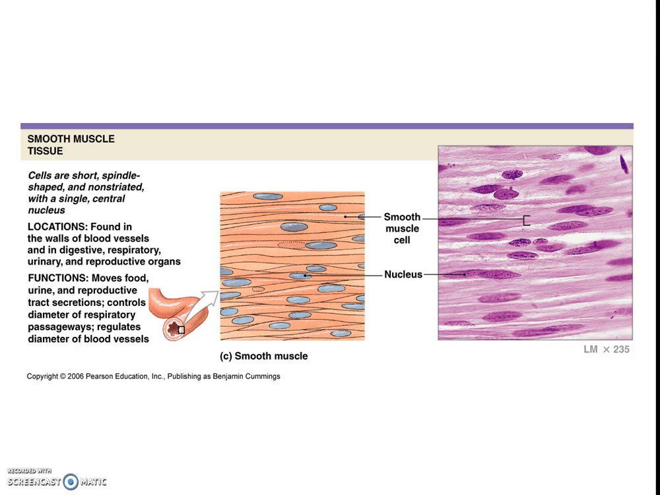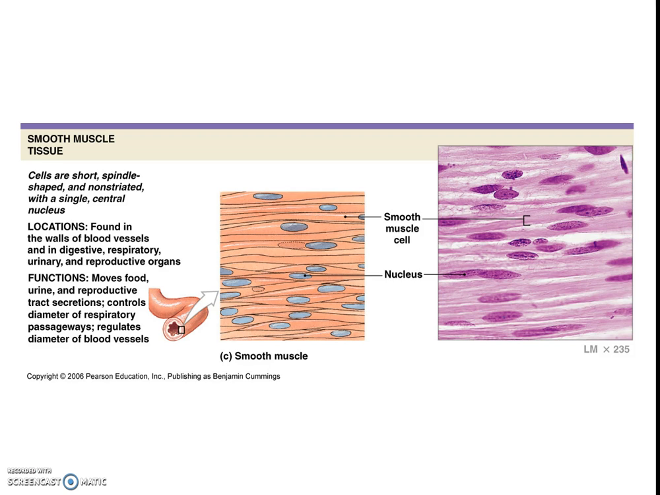Okay, finally we see smooth muscle, and smooth muscle is called smooth because we don't see the striations. We have still a single nucleus. We have a spindle shape to it. These muscles are actually under involuntary or autonomic control, same as our heart. These are located internally, especially in our blood vessels and in our digestive, respiratory, urinary, and reproductive organs.